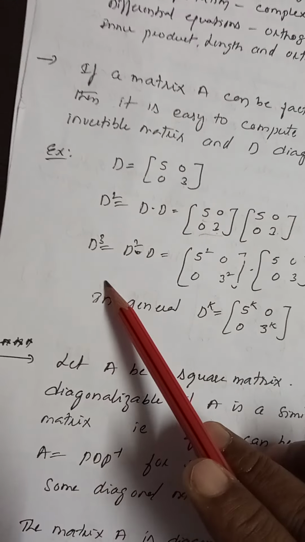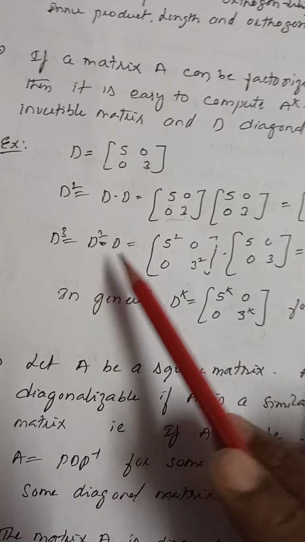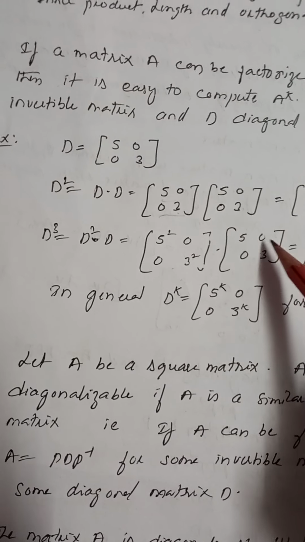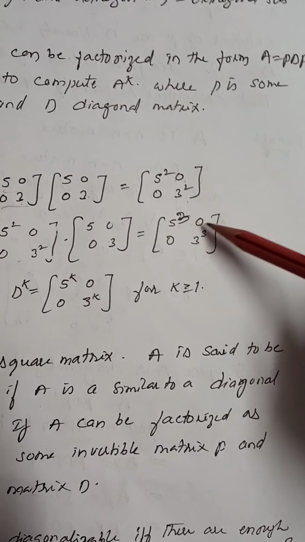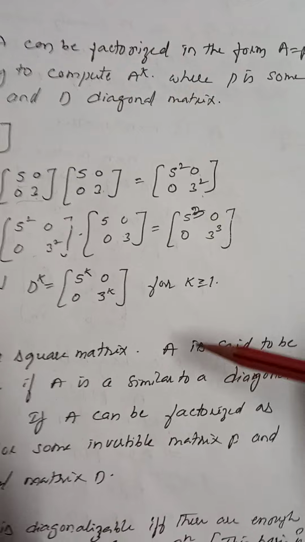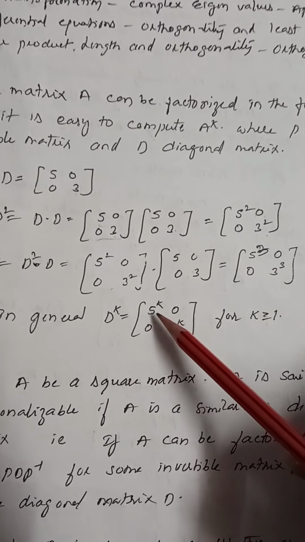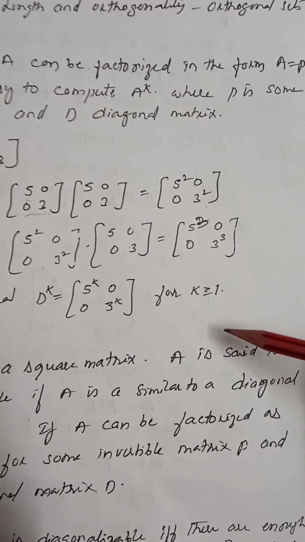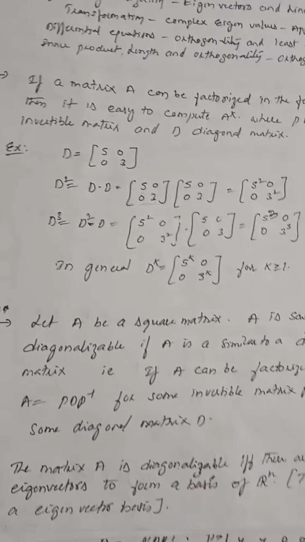Next we are computing D cube. D cube can be written as D square into D. That means D square is this matrix, D is [5 0; 0 3]. Once again, if you multiply these two matrices, you will get 5 cube, 0, 0, 3 cube only. That means you can generalize this one. D power K is equal to 5 power K, 0, 0, 3 power K for K greater than or equal to 1.